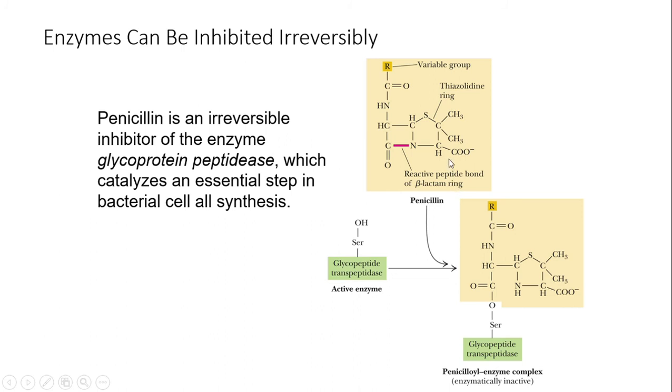So suicide substrates are basically inhibitory substrate analogs. So they look like the normal substrate. However, the reactive groups in the analog form covalent bonds with the functional group in the active site of the enzyme and render it non-functional or inactive. Sometimes these suicide inhibitors are called Trojan horses as well.